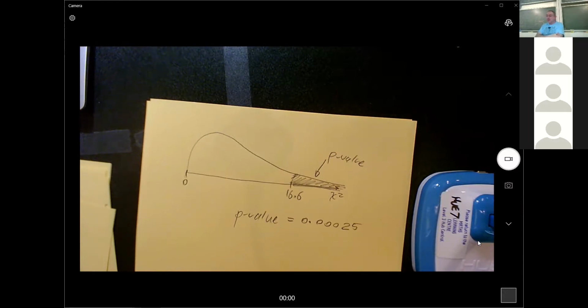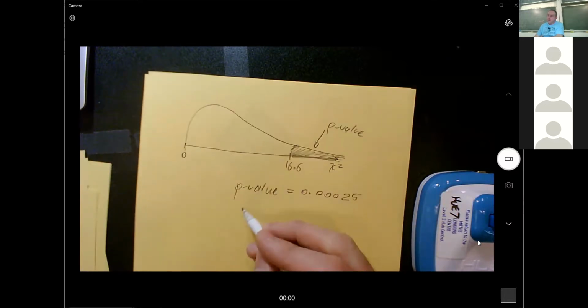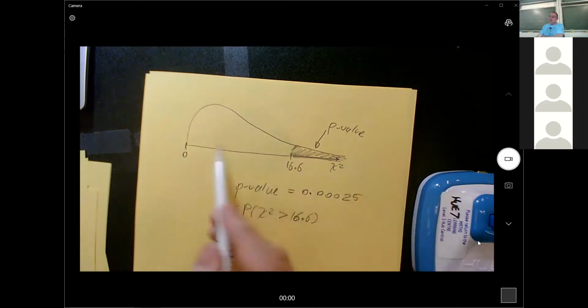Okay, so that p-value is the probability, the formal probability notation is that the probability of chi-squared being greater than 16.6. That's what this is. That's the probability of being worse than what I've got for my data. And so these are all the chi-squares that could have happened here, and this is how likely they are, and these are the ones that are worse than mine. And there's only a 0.00025 probability of being worse than mine, and so I declare that mine is pretty bad from the perspective of thinking that they're independent.